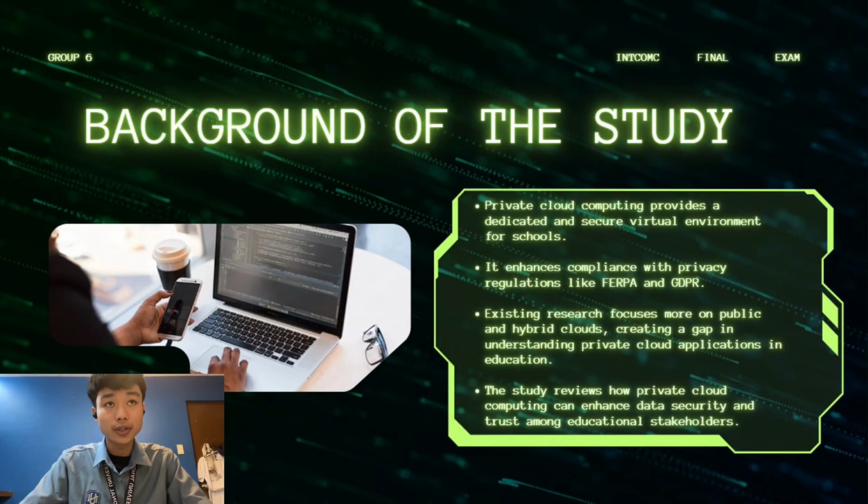However, our paper points out that not all clouds are equal. Public cloud platforms such as Google Drive or AWS share their infrastructure among many users, which raises concerns about data privacy and ownership. In contrast, private cloud computing provides a dedicated infrastructure exclusively for one's organization, ensuring that data is not mixed with that of other clients. Private cloud allows schools to set their own access controls, encryption standards, and user policies. This gives them greater control and accountability for how data is stored and shared.